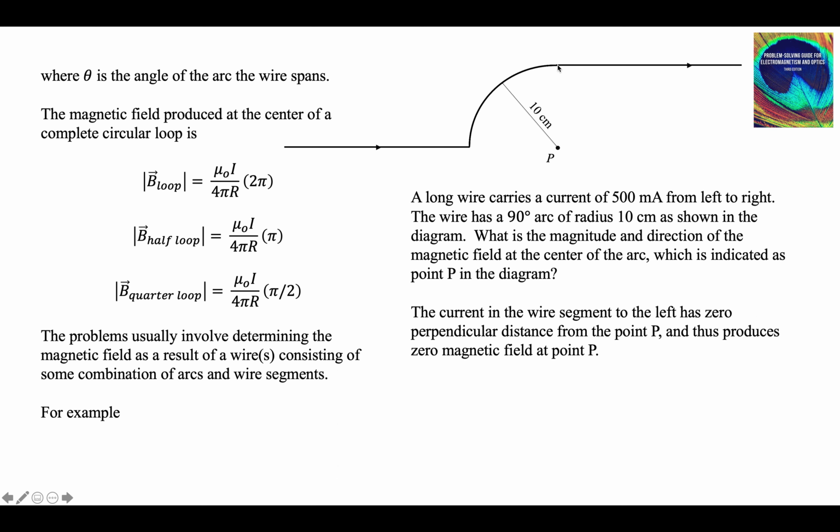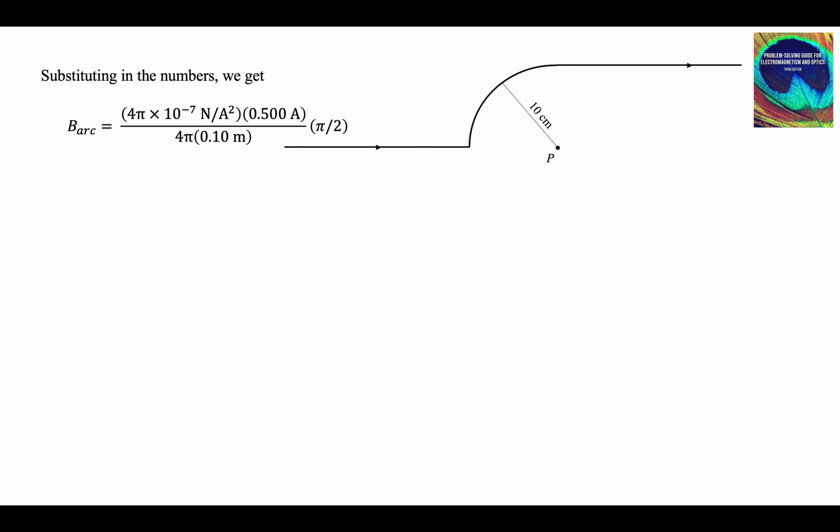Now we have an arc. If I stick my thumb in the direction of the current, I see that it's producing a field into the page here. So for this arc, the magnitude of that field is mu naught I over 4 pi r, that's the factor, and there's the angle, 90 degrees, pi over 2. Mu naught is 4 pi times 10 to the minus 7th newtons per square amp. There's the current, converted from milliamps to amps. The radius of the arc is 10 centimeters, which is 0.1 meters. And there's the angle of the arc. I get 0.785 microtesla, and that's just from the arc.